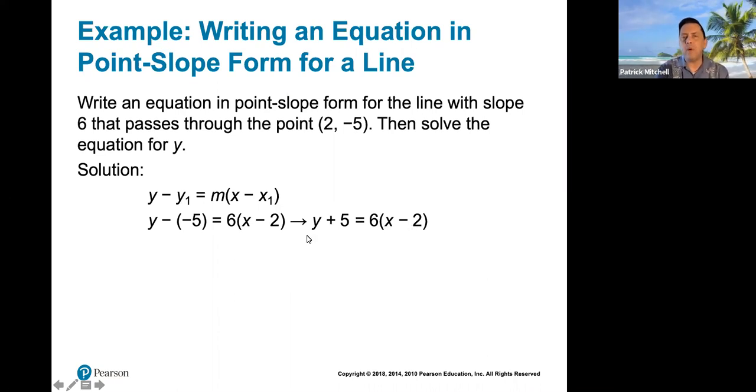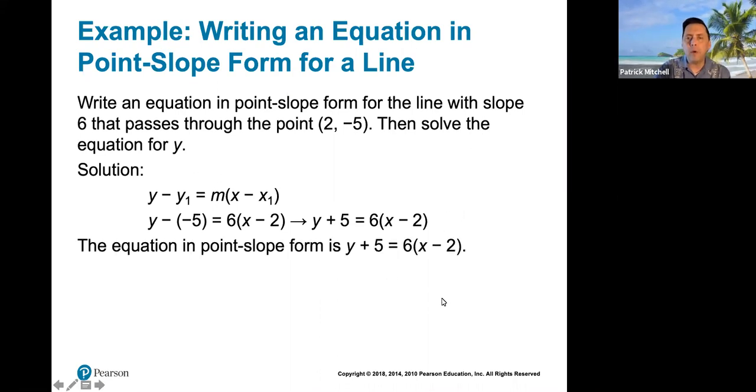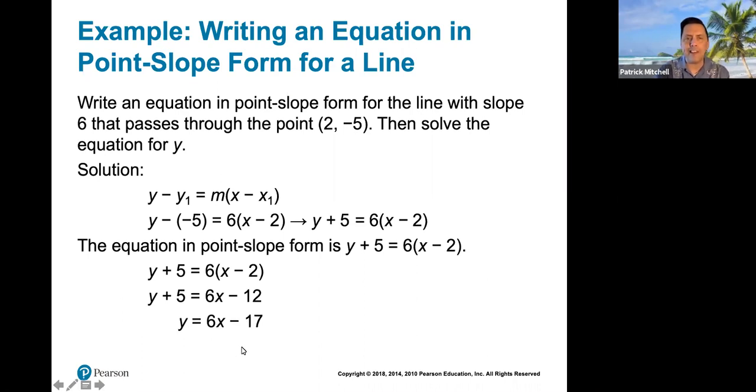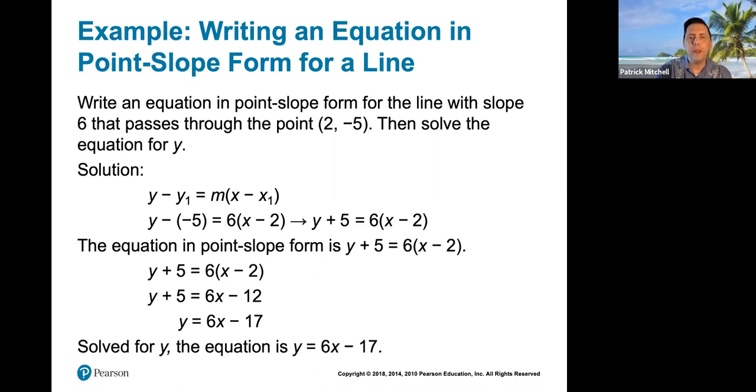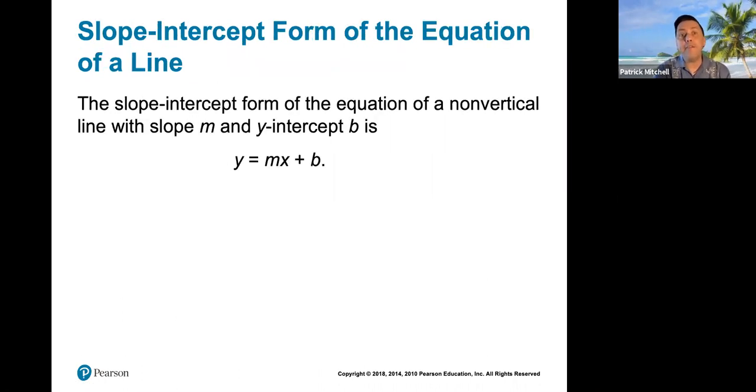When they ask for the equation in point-slope form, usually they want you to take it this far, but sometimes they're actually asking you to solve the equation for y. So I'm going to distribute the 6, and then subtract 5 on both sides, and that gives me y equals 6x minus 17. That form of the equation of a line is actually called the slope-intercept form. The slope-intercept form of the equation of a non-vertical line with slope m and y-intercept b is y equals mx plus b.